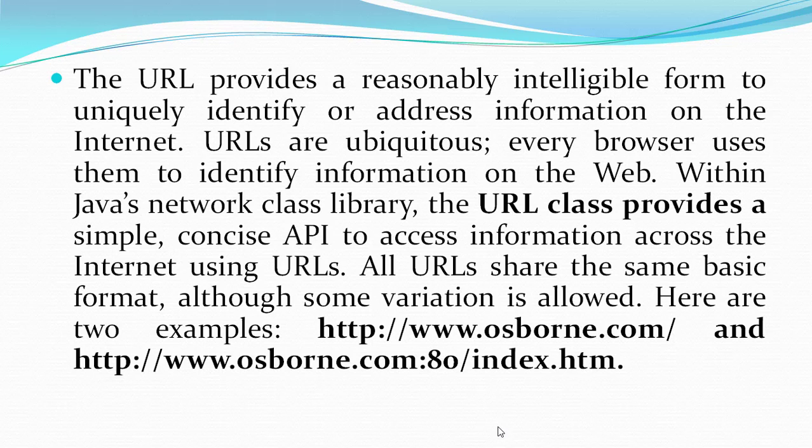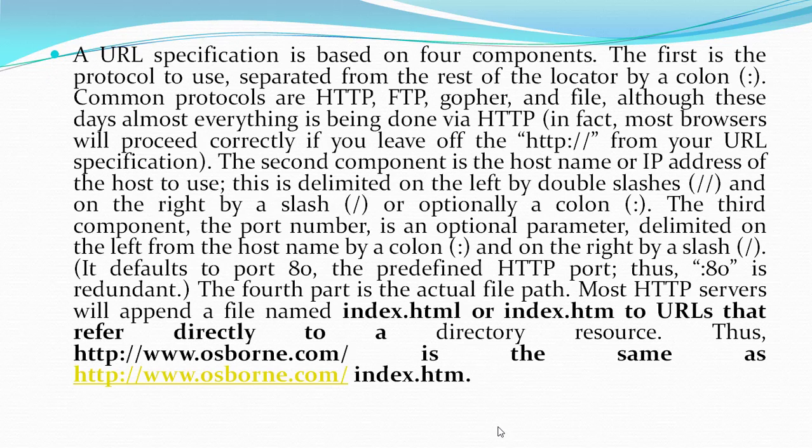First one, http://www.osborne.com/. And second, http://www.osborne.com:80/index.htm. Like this, we are considering the two URLs. The URL specification is based on four components. A URL consists of four components.